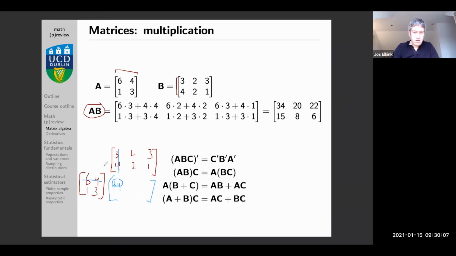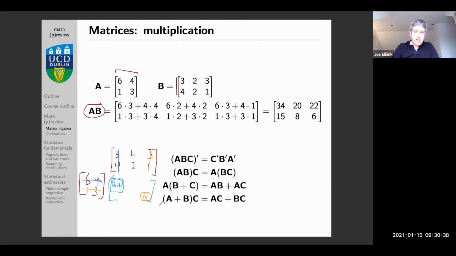Yeah? So this is the inner vector product of the first row vector of the first matrix and the first column vector of the second matrix. Yeah? Similarly, if we have the second row vector here multiplied with the third column vector here, we end up in this number here, and that is 1 times 3 plus 3 times 1 equals 6.